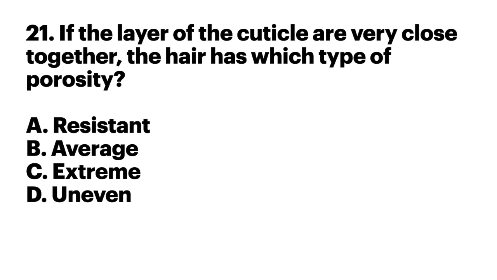Here's a bonus question, number 21. If the layer of the cuticle are very close together, the hair has which type of porosity? Is it A, resistant, B, average, C, extreme, D, uneven? The answer is A, resistant.